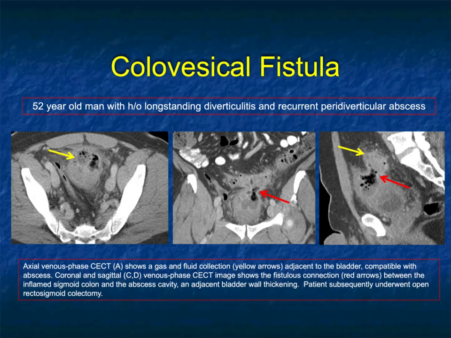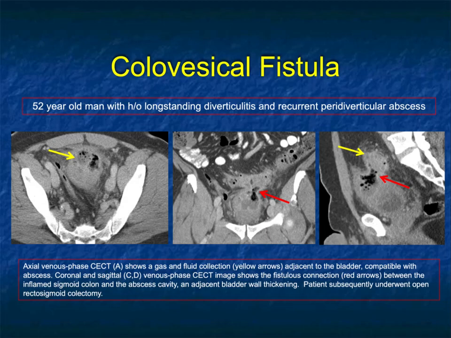And here's just a couple more examples. Colovesical fistula in a patient with long-standing diverticulitis. If you can pick up thickening of the bladder with diverticular disease, that's considered a prodromal state, and patients will often be operated on because with a fistulous communication, there's high morbidity and high mortality in these patients. But here's just another example of colovesical fistula. It's a non-contrast study, but you can see the tract present.